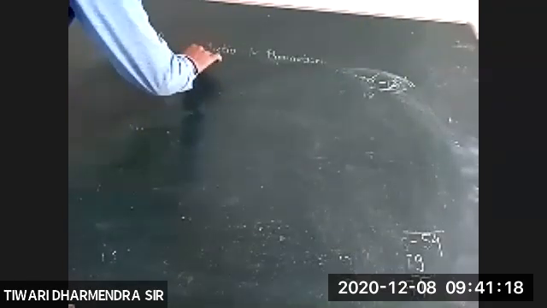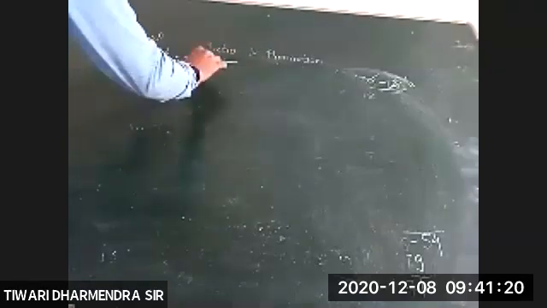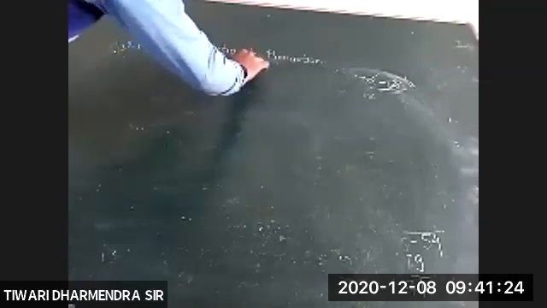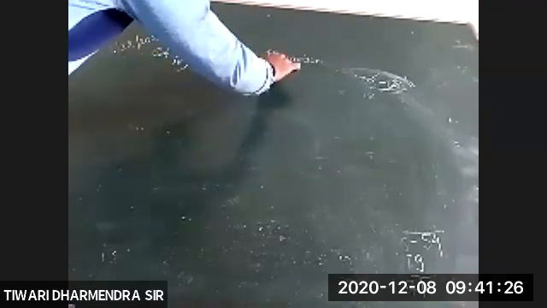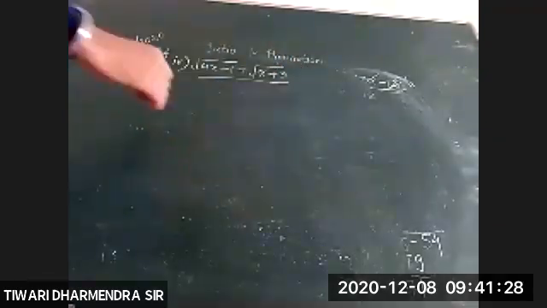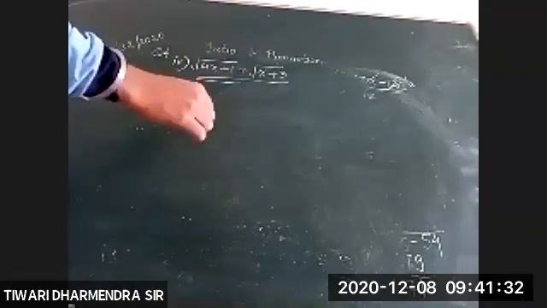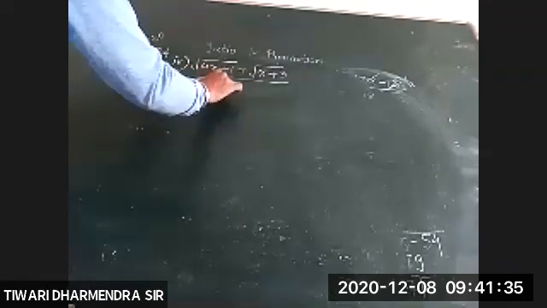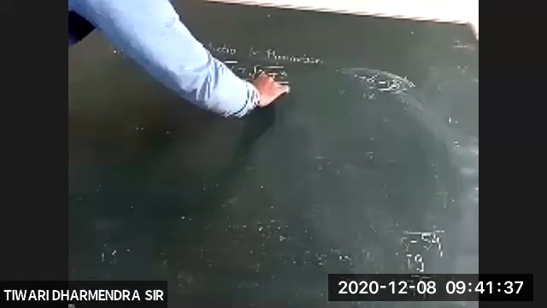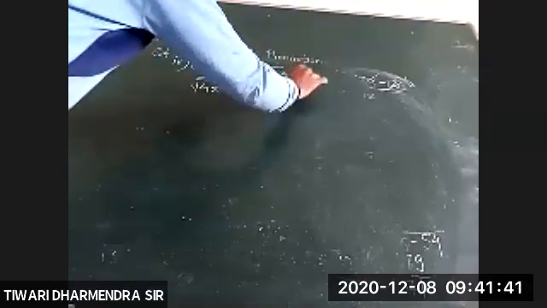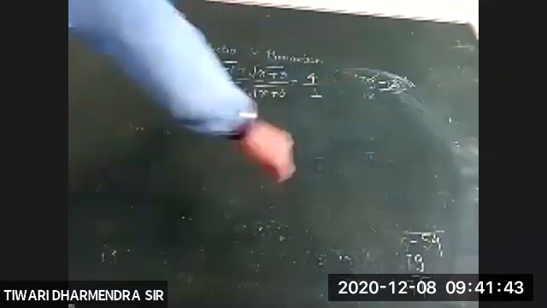What they have given us, root of 4x plus 1 plus root of x plus 3 divided by root of 4x plus 1 minus root of x plus 3 is equal to 4 upon 1.